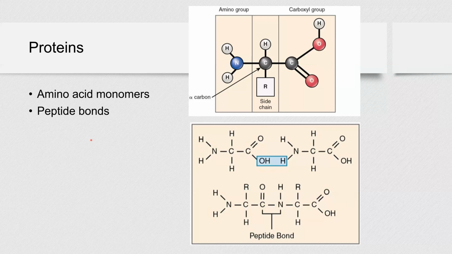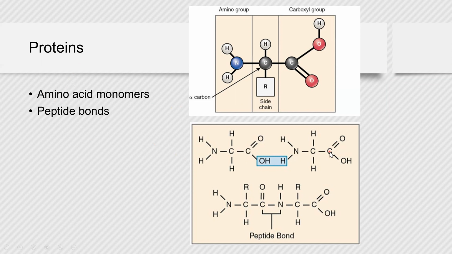Another group of large organic molecules is proteins. Now, proteins are made of smaller molecules, monomers that are amino acids. So proteins are made of amino acids. That means they will have our amino group. So here you see that's the amino group, and this is our carboxyl group. So it's an acid and has an amino group.